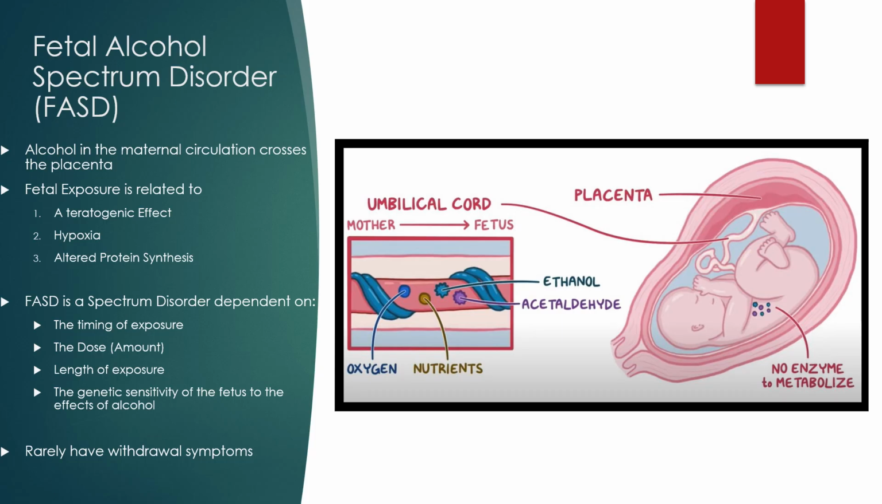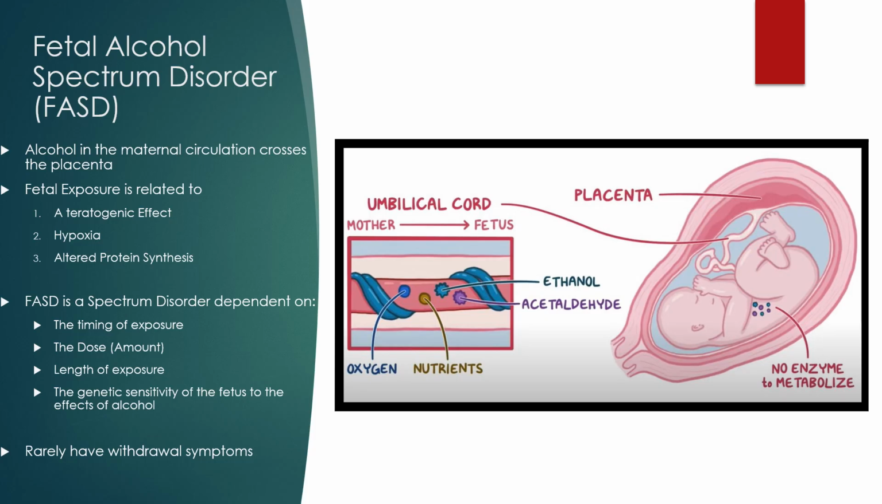FASD occurs because alcohol in the maternal circulation can cross the placenta and then it circulates through the fetus. Alcohol is a teratogenic substance, and it damages organs and brain cells in anyone who is consuming it. Additionally, it causes hypoxia and alters protein synthesis, which interrupts cell growth and differentiation and directly impacts brain and organ development in the fetus.